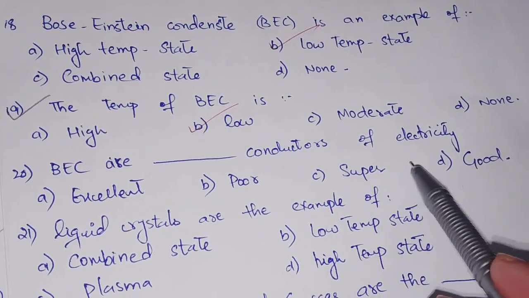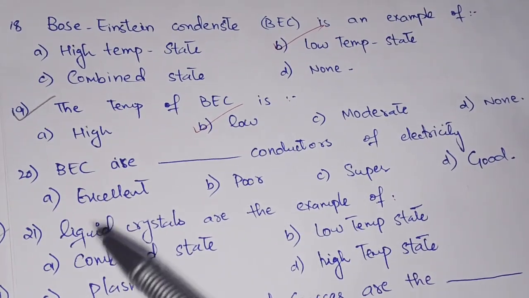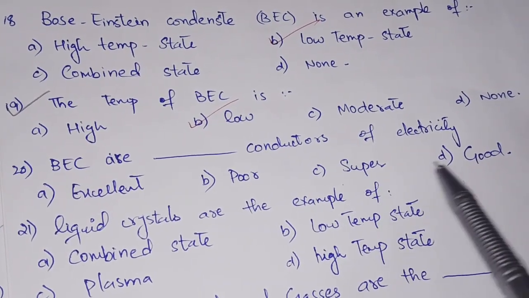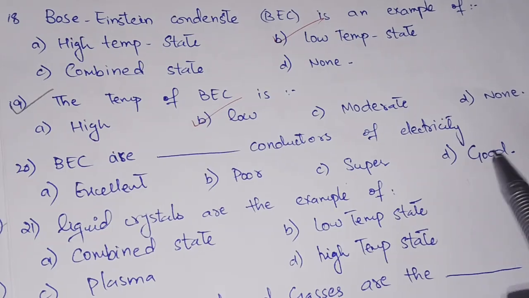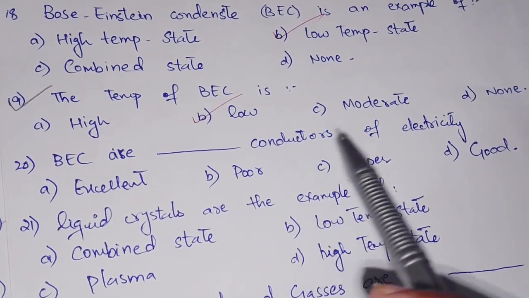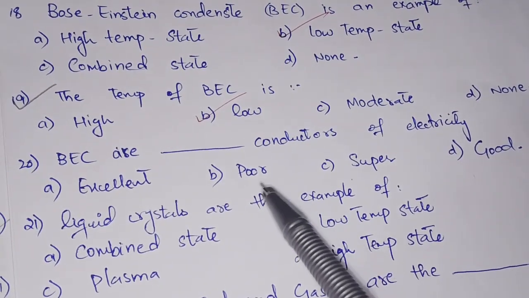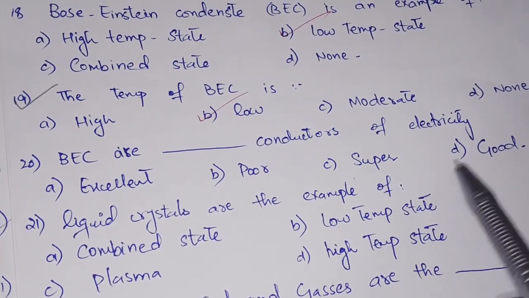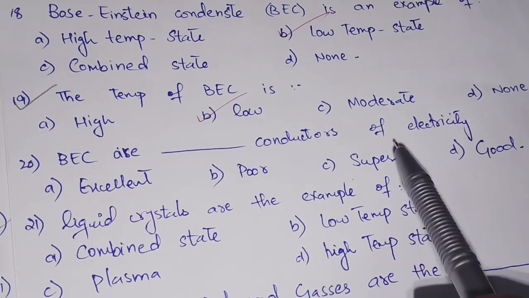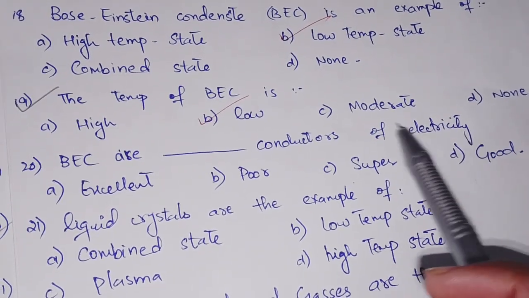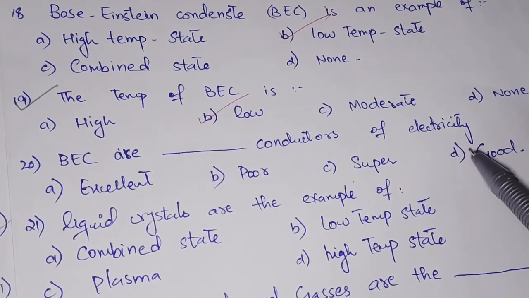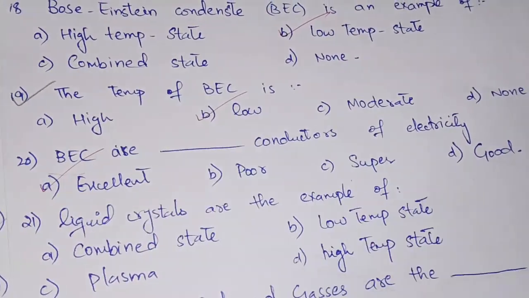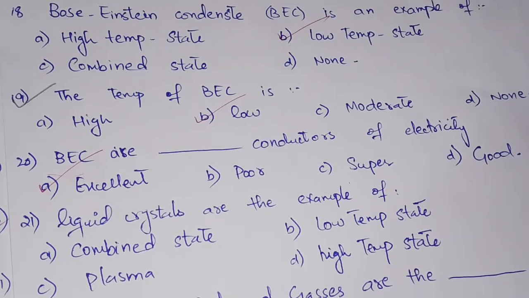BEC are the dash conductors of electricity. We have the excellent conductor here, the poor conductor here, the superconductor here, and the good conductor here. When we look at these options, we come to know that BEC is a type of thing that can conduct, because these options describe the conductivity of BEC. So BEC are the excellent conductors of electricity and heat. So option A is the correct option.